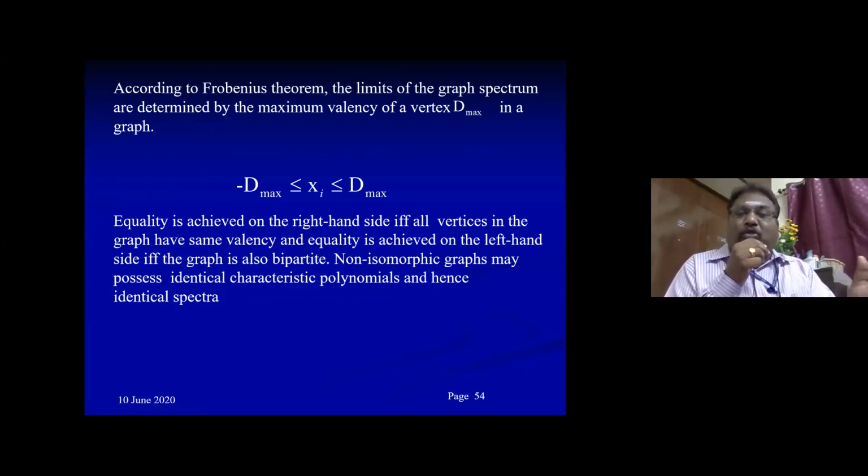the eigenvalue lies between minus D max and plus D max, the negative side of the maximum valency to the maximum valency. Mathematicians are always worried about boundaries, limits, lower bound, upper bound. These are the most interesting things when you do analysis: which is the smallest value, which is the largest value, and so on. Equality is achieved on the right side if all the vertices in the graph have the same valency, and likewise on the left side. Non-isomorphic graphs may possess identical characteristic polynomials and hence the same spectrum. Fine.